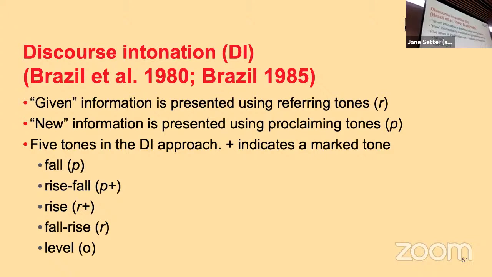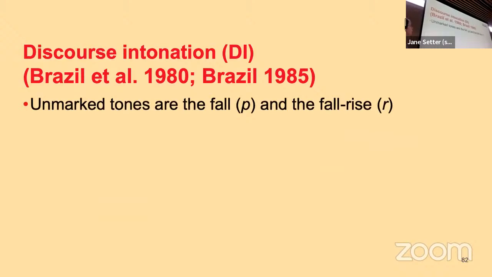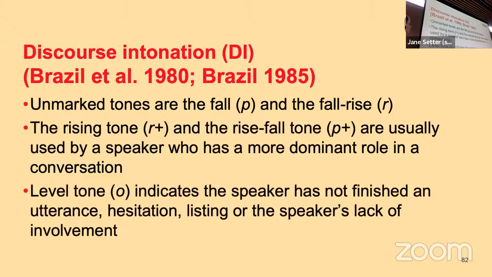If something is marked, it means the speaker is dominant in the conversation, not necessarily more dominant socially, but more dominant in terms of the information in the conversation. So that's what that means. You're unlikely to get these unless the speaker feels that they have the upper hand in the conversation. So the rising tone and the rise fall tone are used by a speaker who has a more dominant role. And there's also a level tone, which indicates the speaker has not finished an utterance, hesitation, listening, or the speaker's lack of involvement. That's something we'd expect with a level tone.